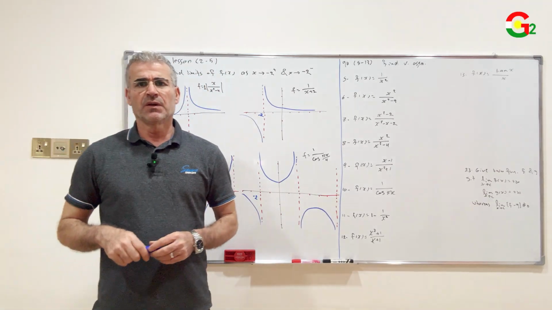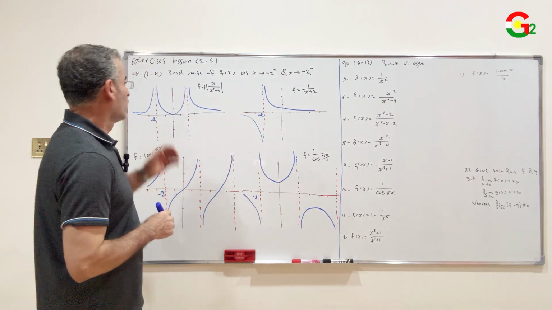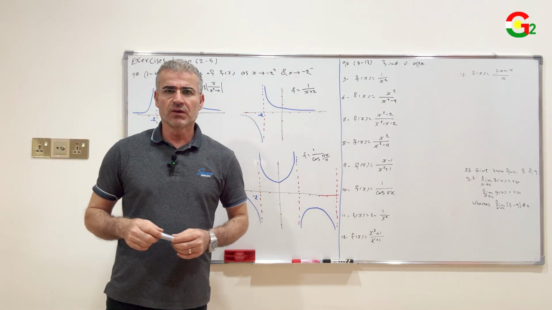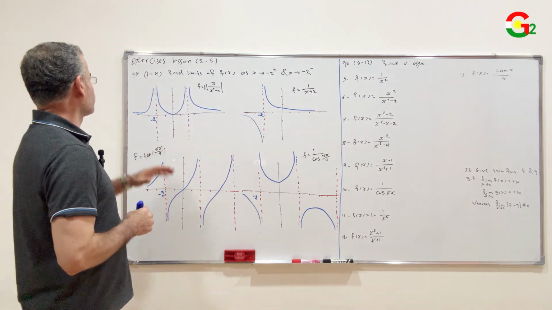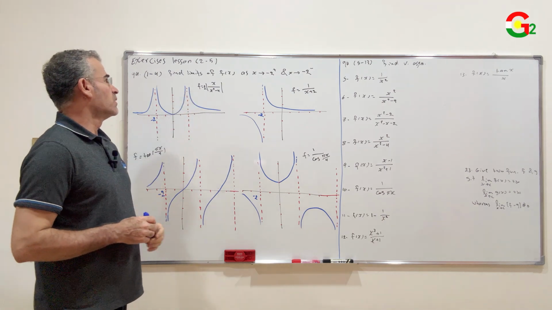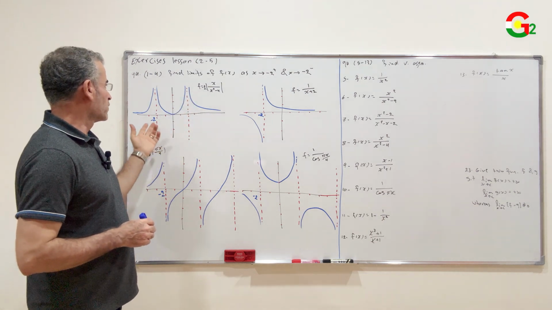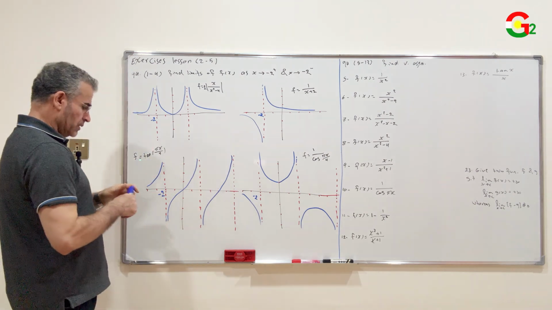Hello everyone. In this lesson, I'll solve the exercises of lesson 2.5 with the ministerial questions of this lesson. Question number 1 to 4. Find limits of f of x as x approaches negative 2 from left and from right. Number 1.